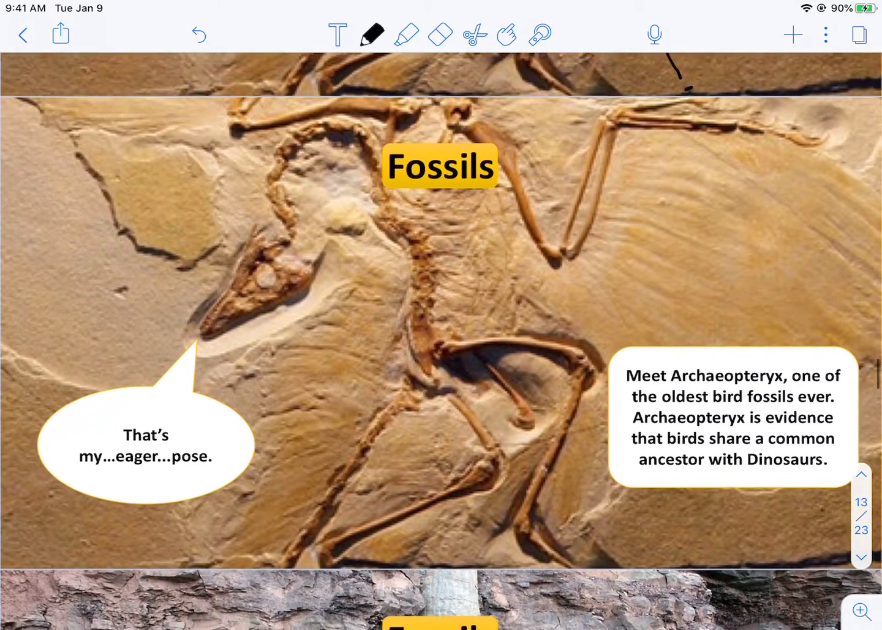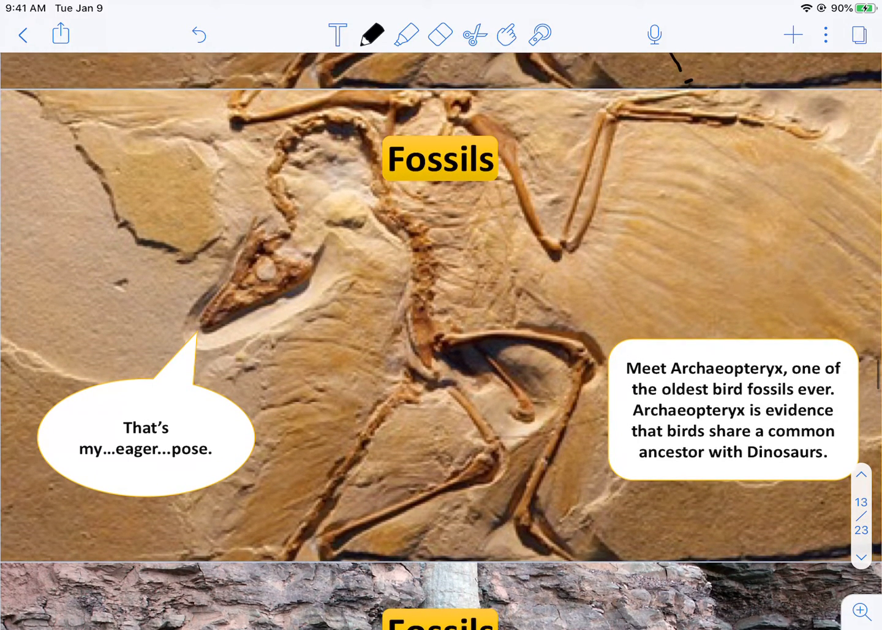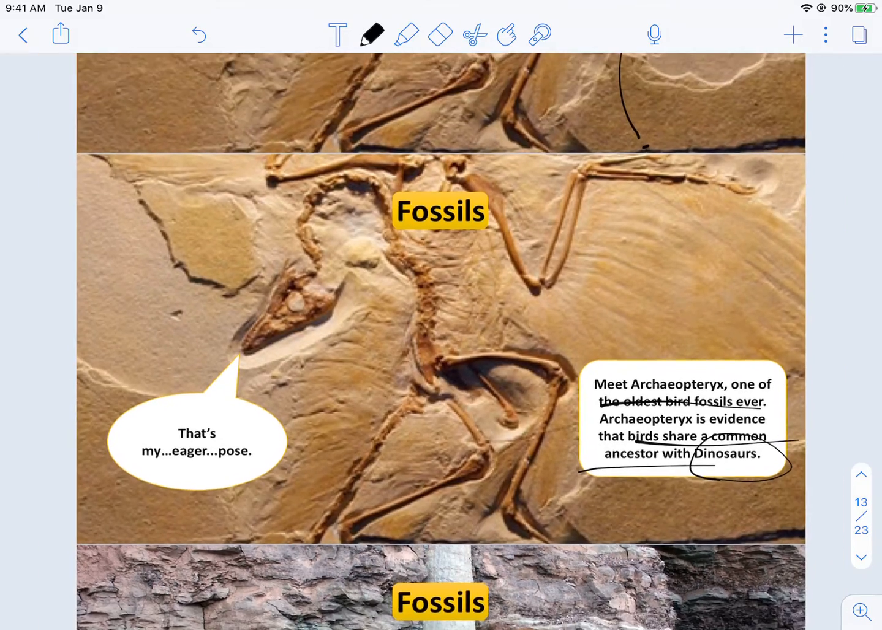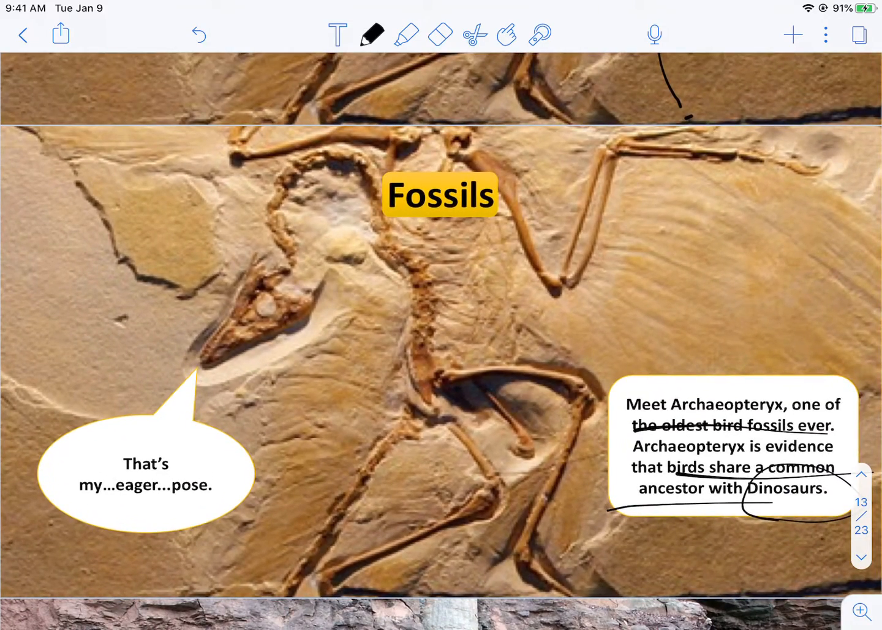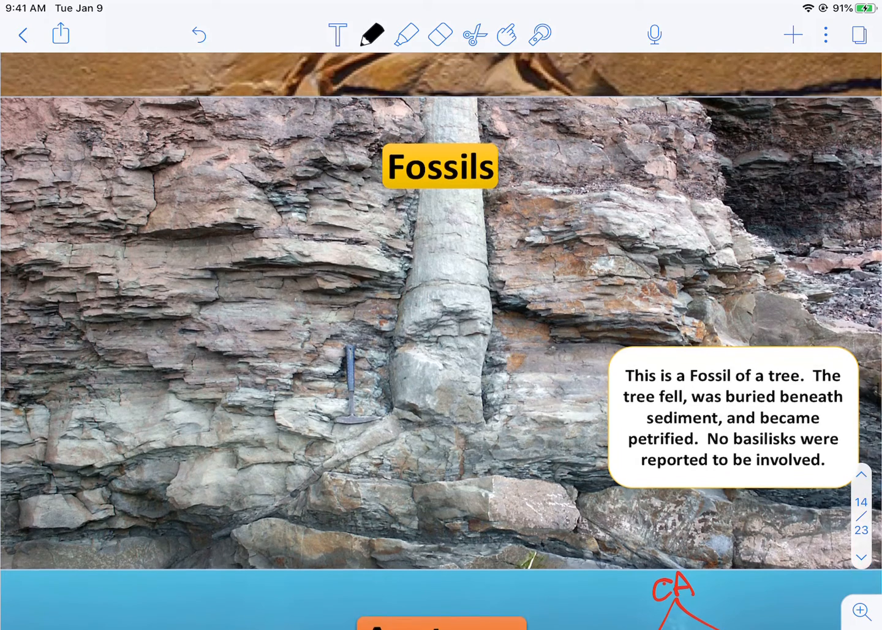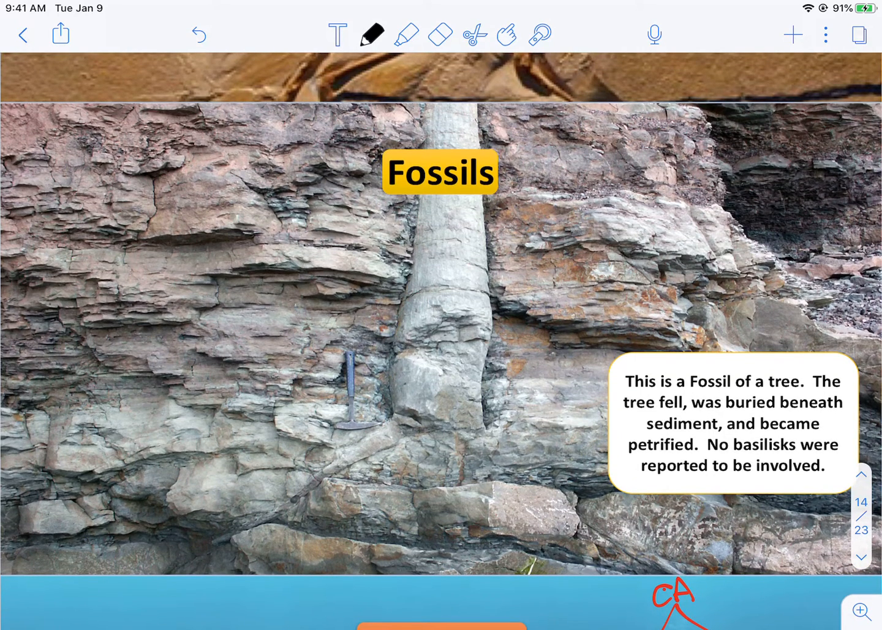This is our friend Archaeopteryx, which is our first fossil of a bird. And this is the oldest bird fossil, and it's evidence that birds share a common ancestor with dinosaurs. And Archaeopteryx has kind of a weird pose that looks like somebody stamped him with a rather large anvil, but we're not going to worry too much about that. And then here we have a tree that has been buried by being felled or falling over.